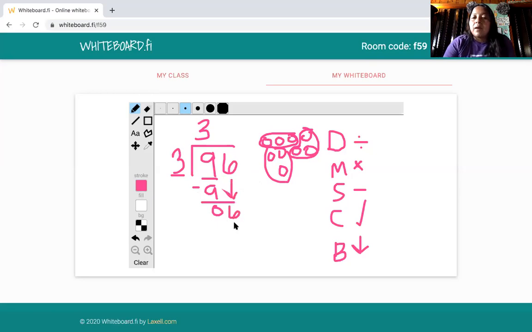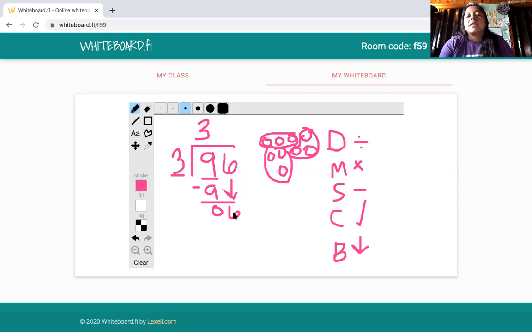And if you have this number that's left over and it is bigger than the divisor, then that means you can make more groups from this dividend, which means you're going to have to divide, okay? So let's start back over.